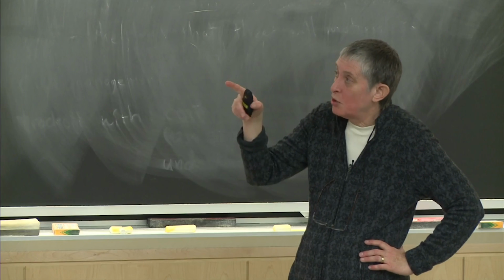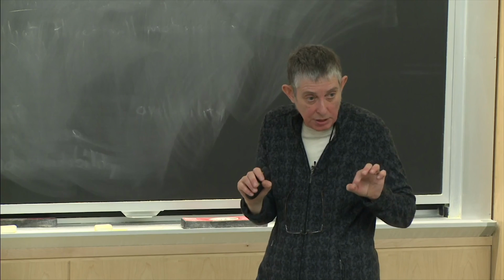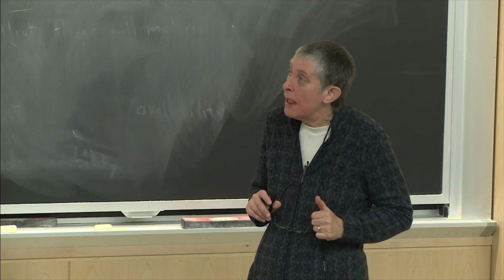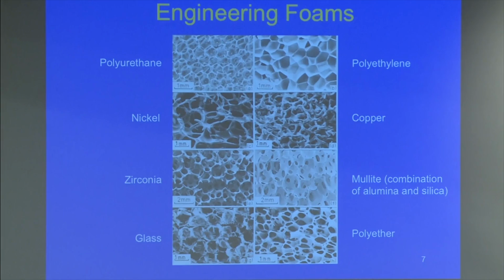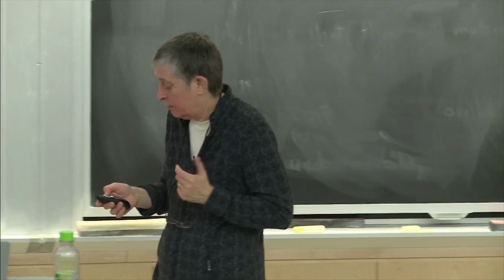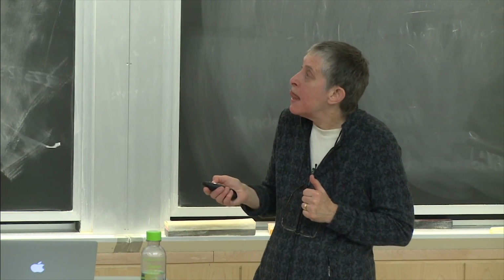You can also see on the top left and the top right, the top left one has what we call open cells. There's just edges along the polyhedra. There's no faces or membranes. And the right-hand one is a closed cell foam. So there's membranes that cover the faces of the cells. So we're going to talk a little bit about the differences in the behavior of open-celled and closed-celled foams too.